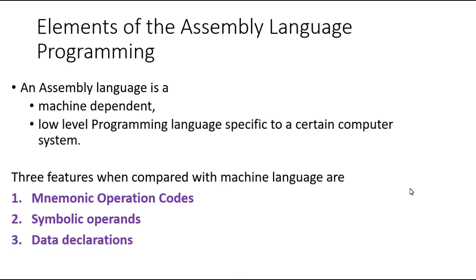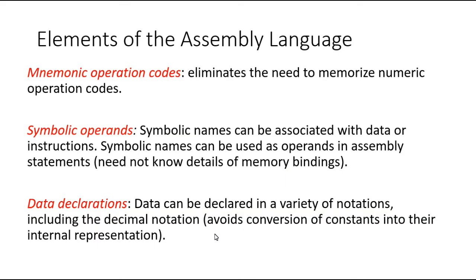The elements of assembly language. An assembly language is a machine-dependent language, and it is still a low-level programming. Maybe there is an advancement over the machine language, but still, assembly language is a low-level programming. There are three main features that distinguish it from the machine language. The first one is the use of mnemonic operation codes, the second one is that it uses symbolic operands, and the third one is that data declaration became so easy.